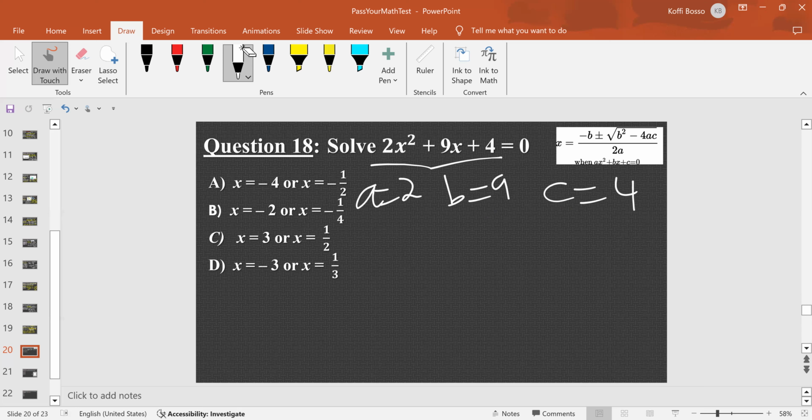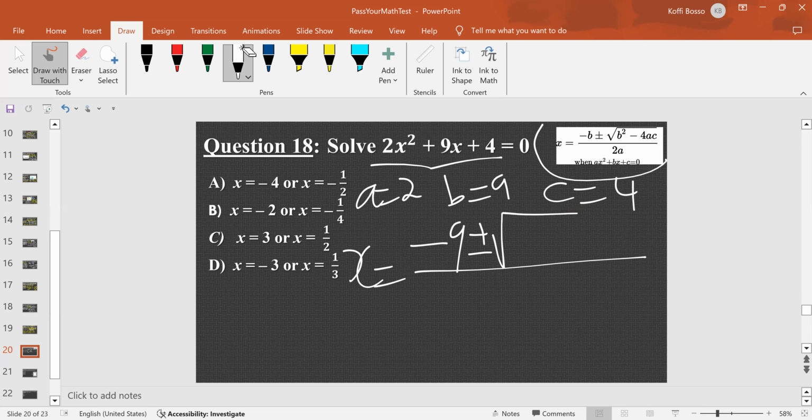All the values here are positive, but in case you have a negative value, you have to take the number with the negative sign. So we're going to use the formula. The formula says negative B. Negative B means negative with the B value, which is negative 9. Plus minus is telling you that you're going to have 2 different solutions. You use the positive in one solution and the negative in the other solution.